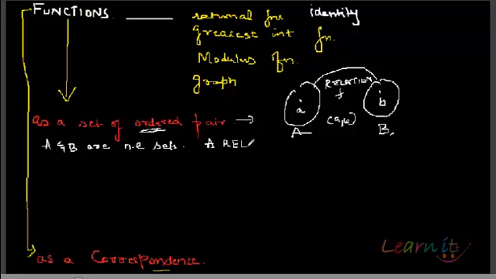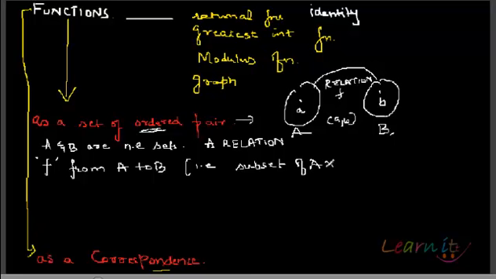Let A and B be any two non-empty sets. Then a relation F from A to B, which is a subset of A cross B, is a function if it satisfies two properties. In order to be a function, F, a subset of A cross B, has to satisfy these two properties. Then it is called a function. So what are these two properties?